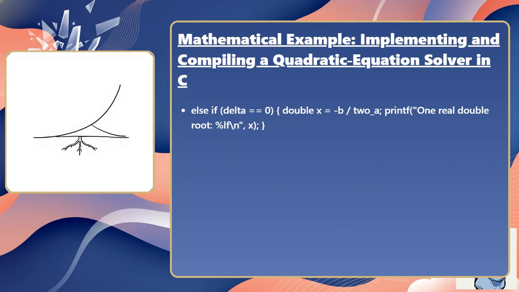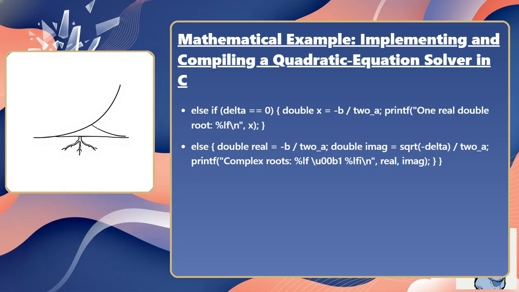Else if delta equals 0, then compute x equals negative b divided by 2a. Print 1 real double root x. Else compute real part equals negative b divided by 2a. Compute imaginary part equals square root of negative delta divided by 2a. Print complex roots: real plus or minus imaginary i.